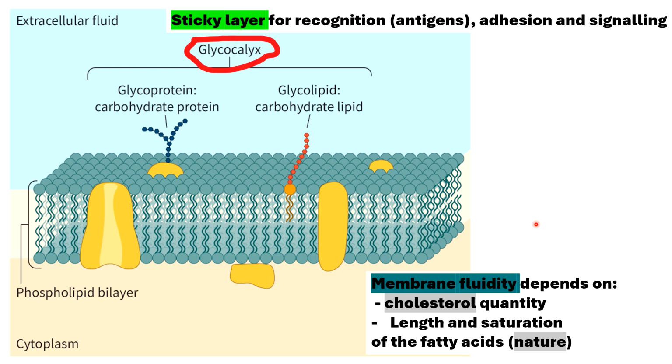Now, moving on to the fluidity of the membrane. This depends on the amount of cholesterol in the membrane. We haven't looked at cholesterol yet, but when you practice drawing or at least labeling the cell membrane, you will need to remember that the amount of cholesterol impacts the fluidity. And also the length and the saturation, so whether it's monounsaturated or polyunsaturated when we're talking about the fatty acid tails. In other words, their nature, okay? Their nature is their length and saturation.